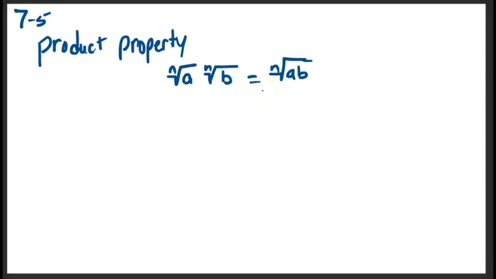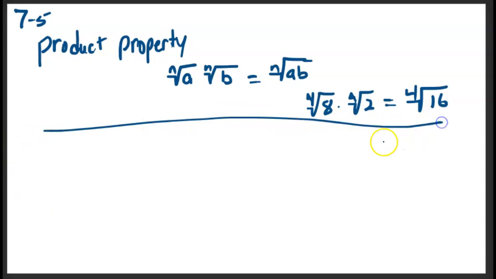If you look at the top of the next page, 259 or 265, you will see number 1 there. What is that? The fourth root of 8 times the fourth root of 2. Well, that would equal the fourth root of 8 times 2, or we could even say the fourth root of 16. Okay? So that's the product property.